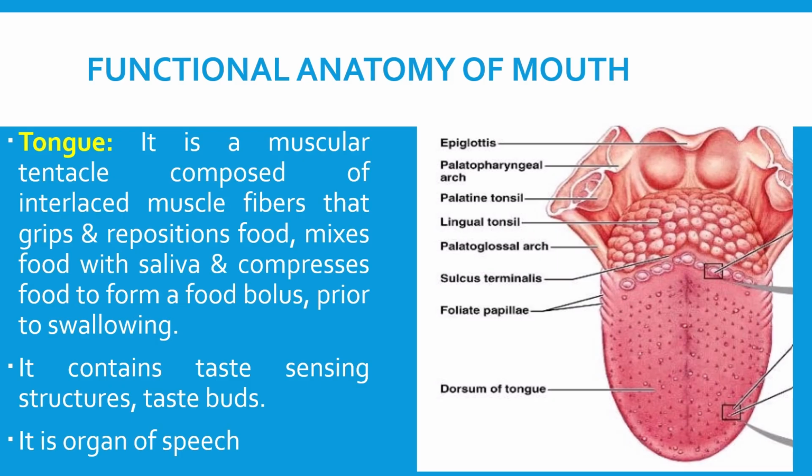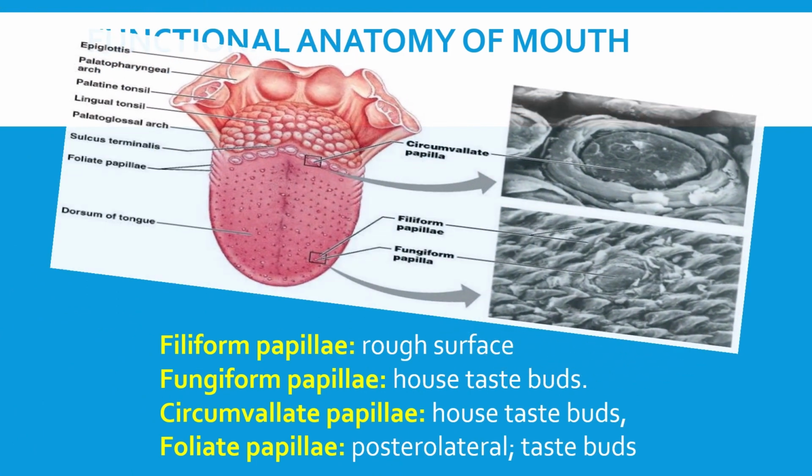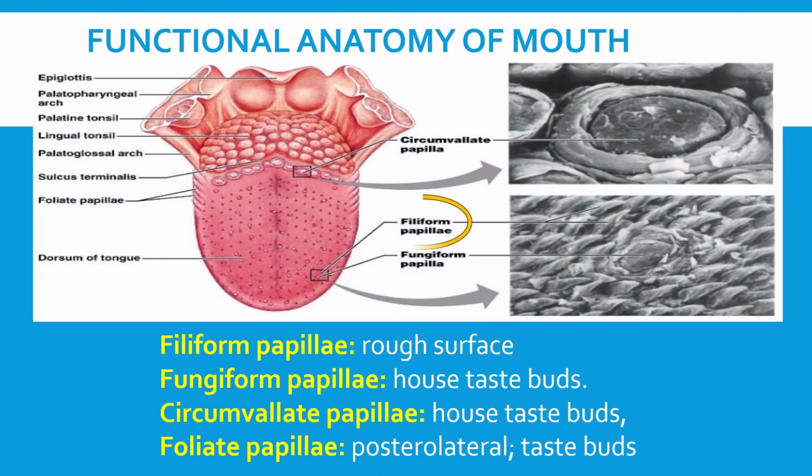It contains taste sensing structures, taste buds. The tongue contains 4 types of papillae. Filiform papillae have a rough surface, fungiform papillae house taste buds, circumvallate papillae contain taste buds, and foliate papillae are posterolateral and also contain taste buds.